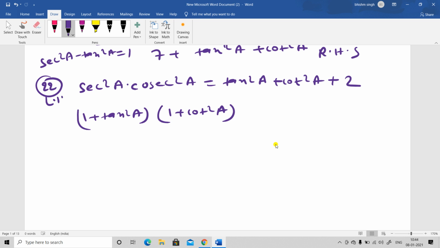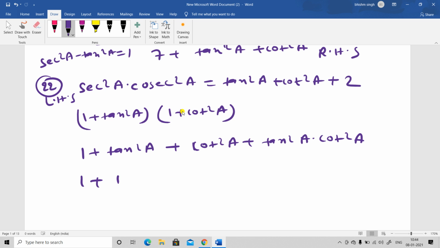This is the LHS: 1 plus tan square A. Now what I will do here is multiply this 1 plus tan square A with 1 plus cot square A. So 1 plus cot square A plus tan square A into cot square A. I will multiply everything here.